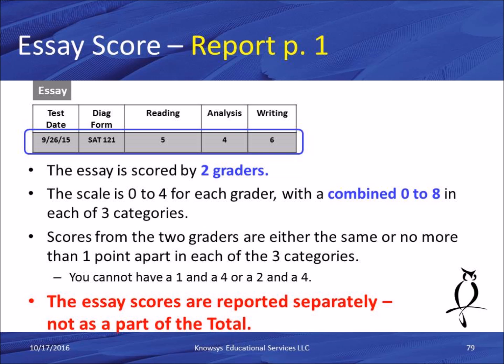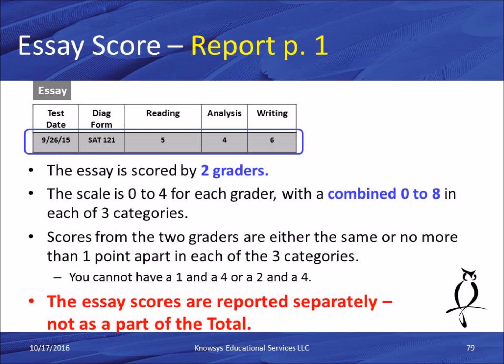Okay, now your essay will be scored by 2 different graders, and each grader will give your essay a score of 0 to 4. So that means your combined possible score is 0 to 8 in each of these 3 categories. The scores from the 2 graders are either going to be the same or no more than 1 apart in each of the categories. So in other words, you can't have one grader say, oh, you've got a 1, and one grader say, you've got a 4. You can't, I mean, it's either good or it's not good. You can't have something that far apart. So you will get 2 different grades, but they will be combined into 1.